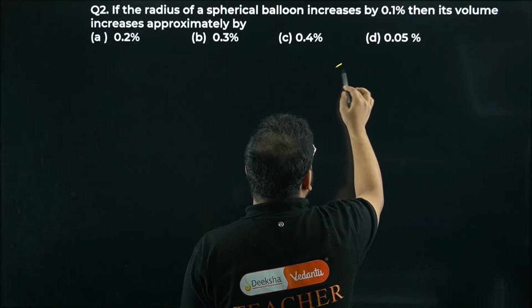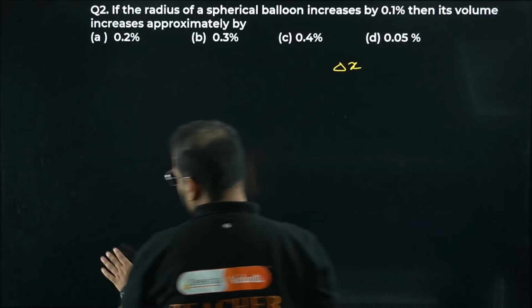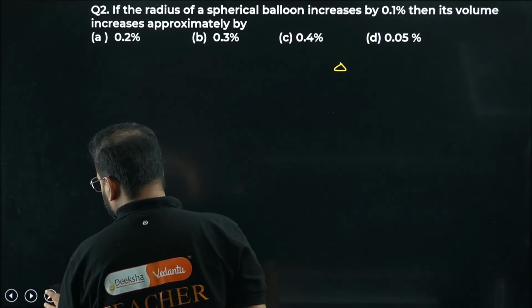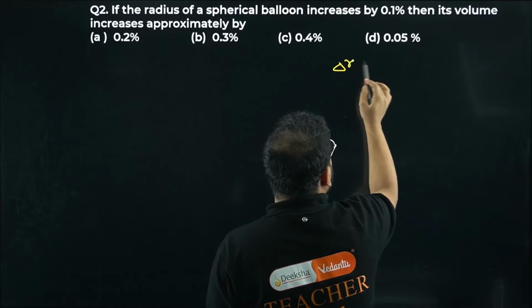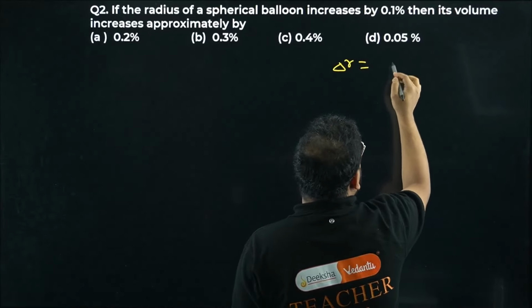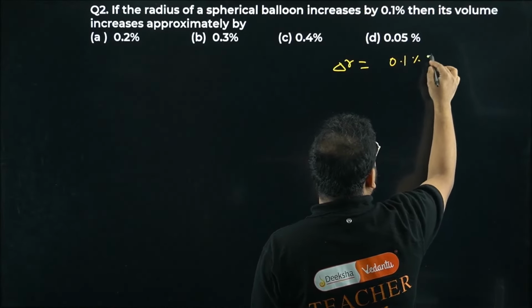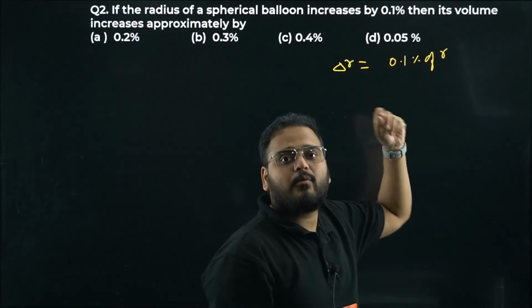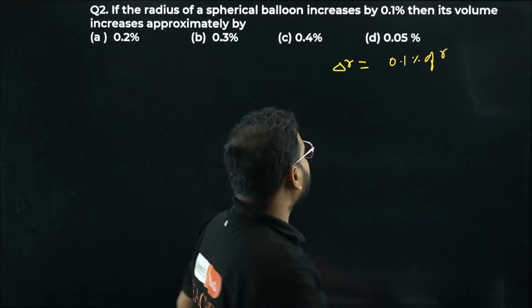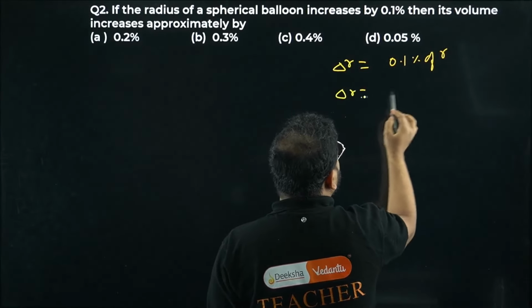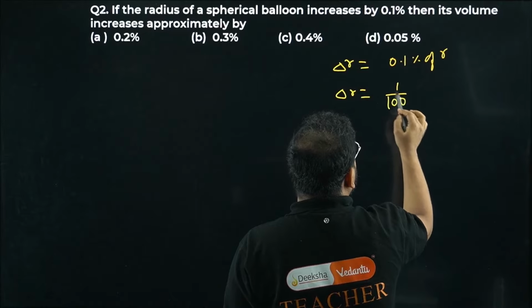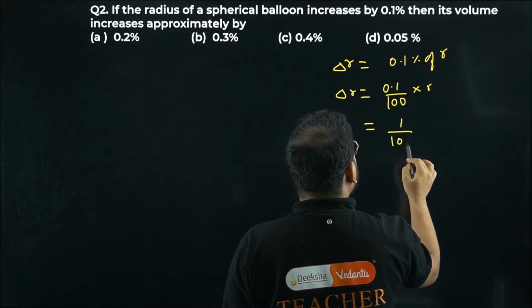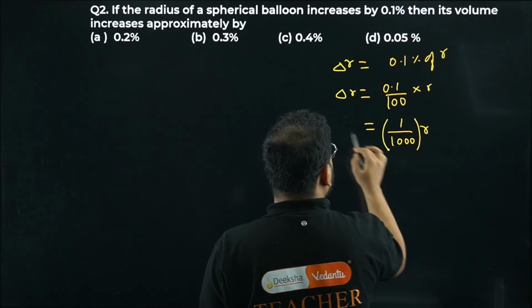They have given delta r, the change in the radius. Delta r is 0.1% of r, so the radius increases by 0.1% of itself. I can write this as delta r equals 0.1 by 100 into r, which is 1 by 1000 times r. This is your delta r.